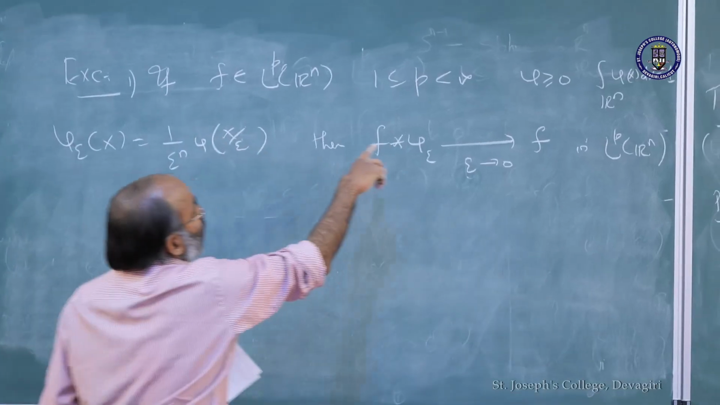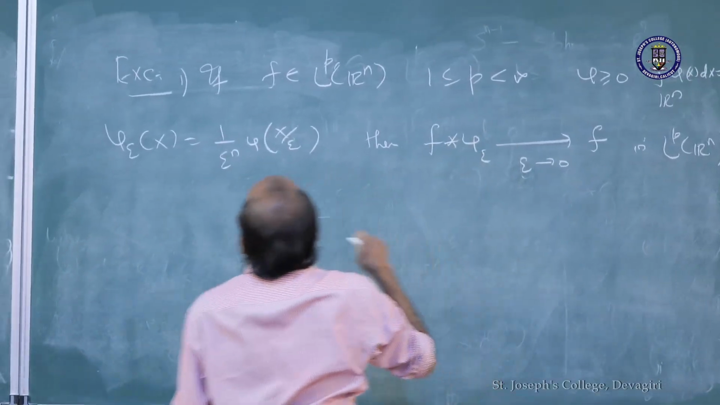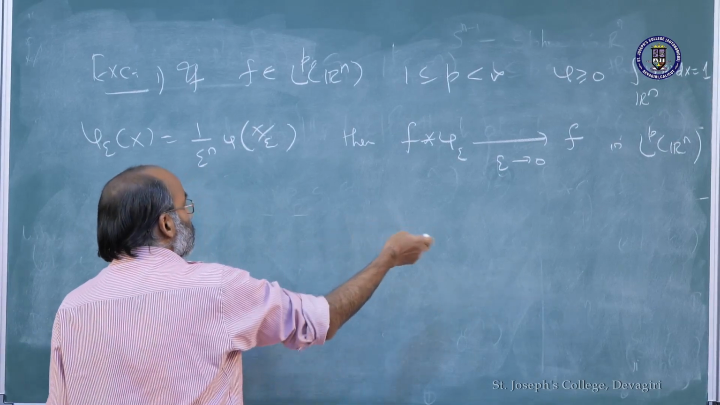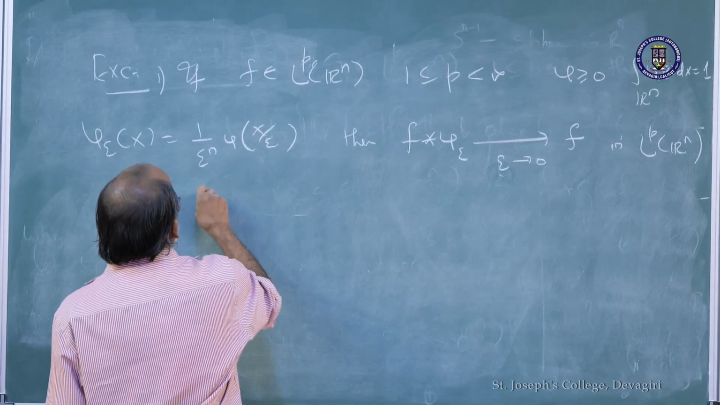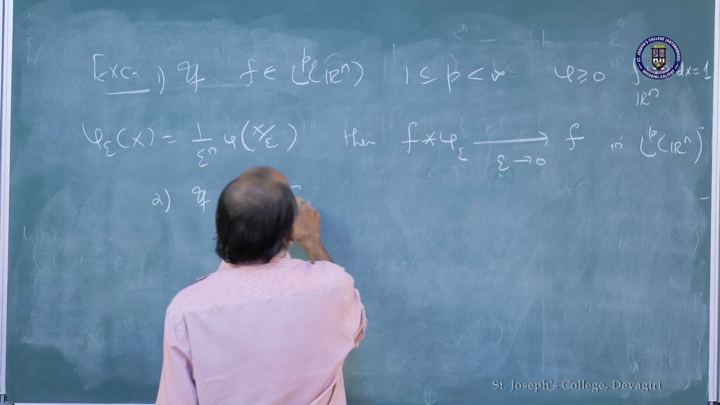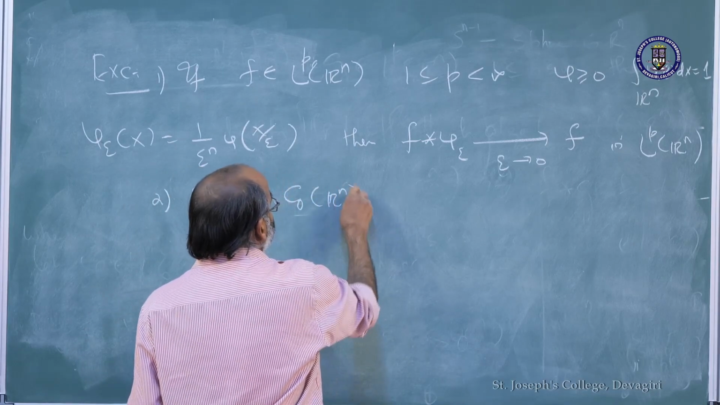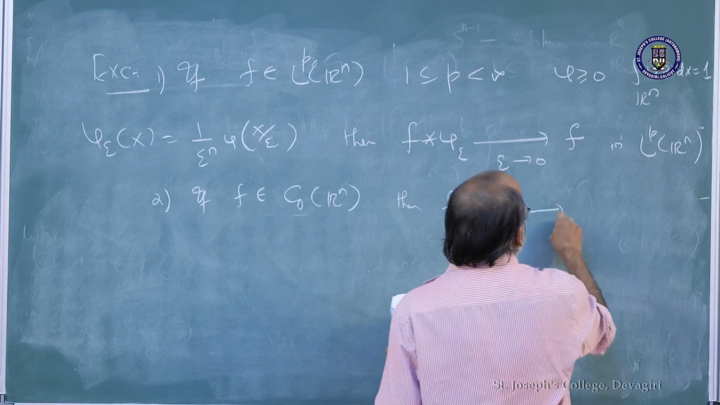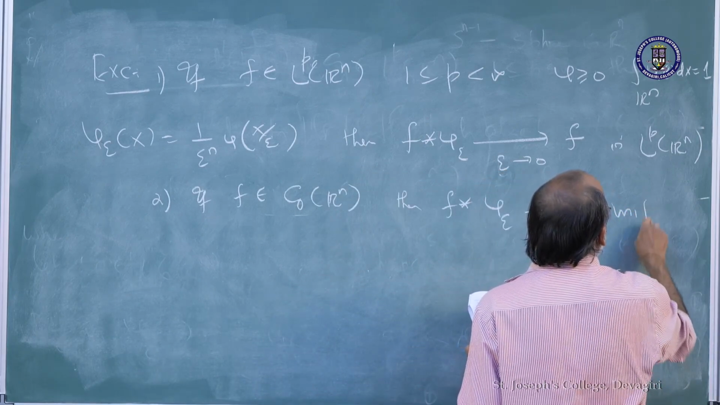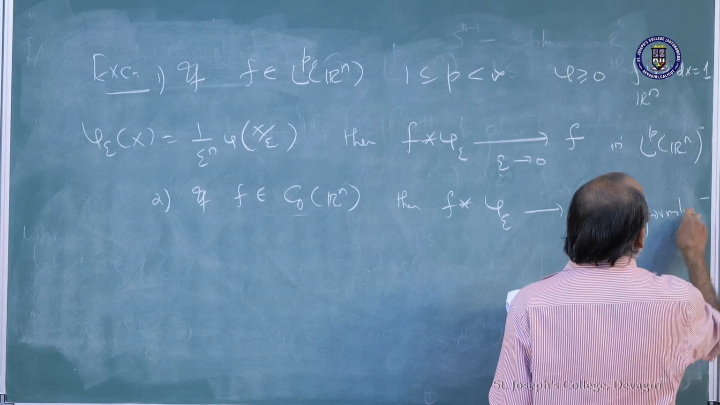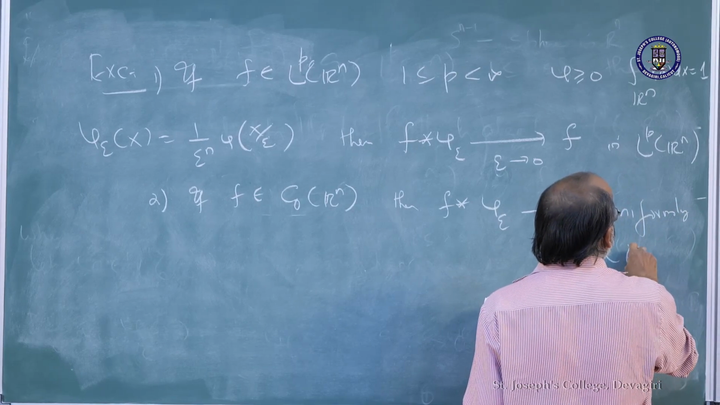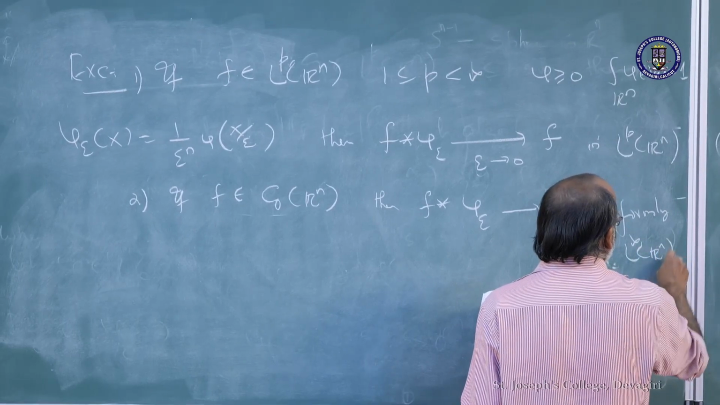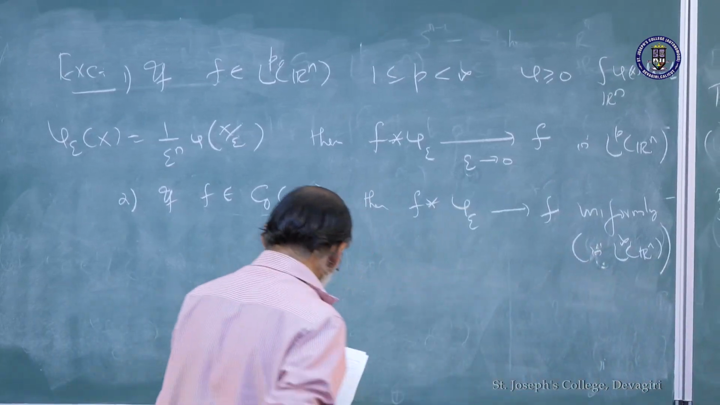But you see that I have left out p less than infinity. Well, for p equal to infinity, the better space is C0. So, let me write down that if f is in C0 of R^n, then f convolved with phi_epsilon converges to f uniformly. Okay. So, uniformly means in L infinity here. So, that is a substitute result for L infinity.